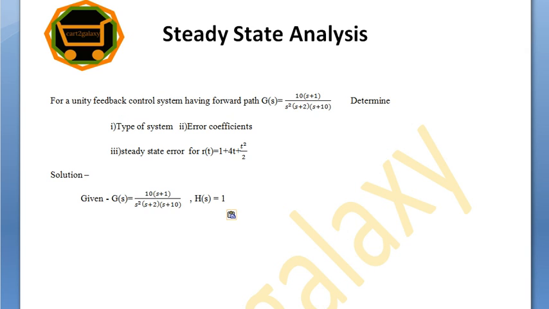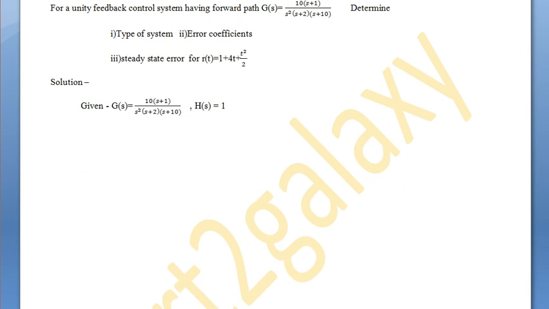So let us move to the solution. It is given that G(s) is equal to this function and H(s) is equal to 1. Why? Because it is a unit feedback system. So that's why H(s) is equal to 1. First of all, the type of system. Since the s over here carries a power 2, hence it is a type 2 system. This power decides the type of a system. If s to the power 1, then it will be a type 1 system.